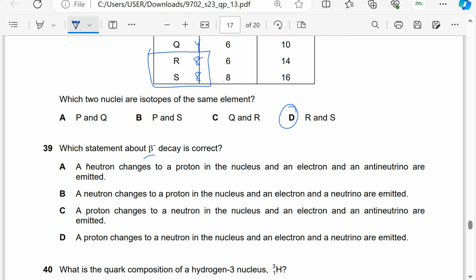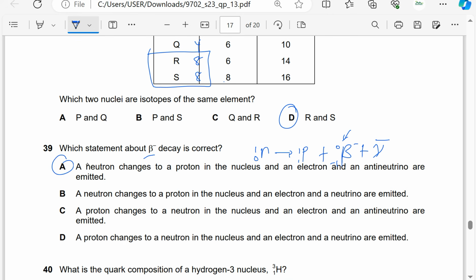Which statement about beta minus decay is correct? Remember, for beta minus decay, we have a neutron inside the nucleus changing into a proton to give us beta minus, which is 0 minus 1. And this is normally accompanied, a normal particle, which is a normal electron, is accompanied by an antineutrino. So a neutron changes to a proton in the nucleus, and an electron and an antineutrino are emitted. So the answer is A.